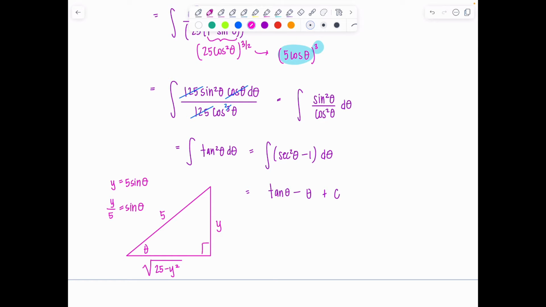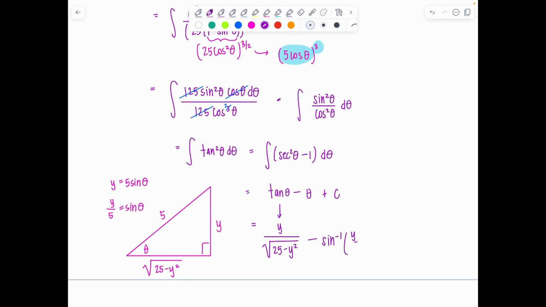And now I can use the triangle to rewrite the integral in terms of y. So tangent of theta would be the ratio of opposite over adjacent. So that would be y over root 25 minus y squared, minus, and then what about this plain old theta? Well, you come over here where you isolated the trig function right before the triangle. Theta all by its lonesome is sine inverse of y over 5.